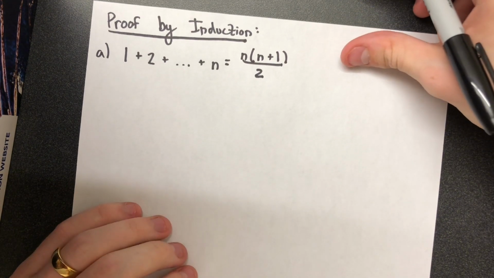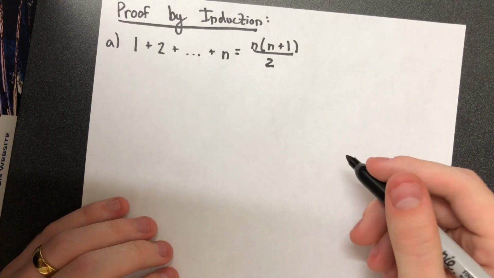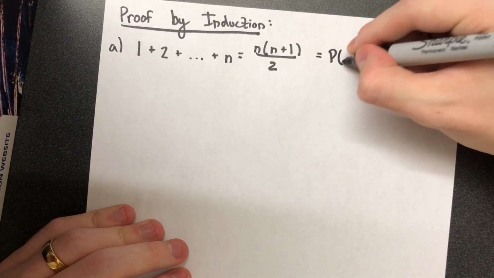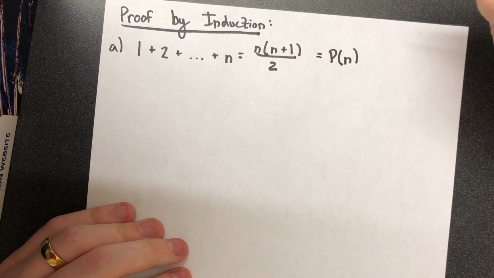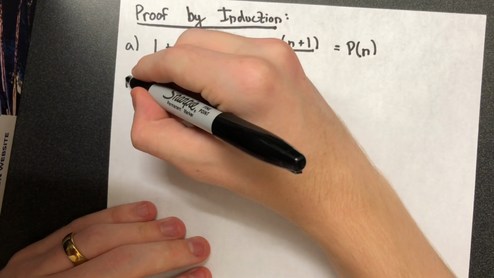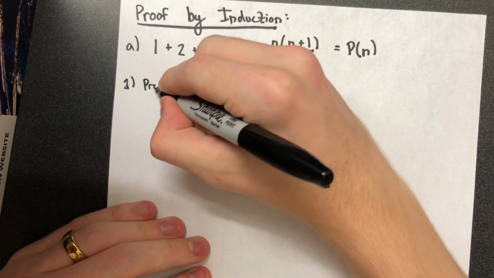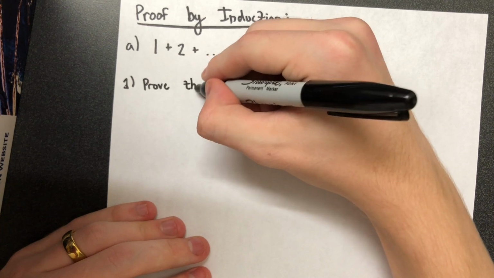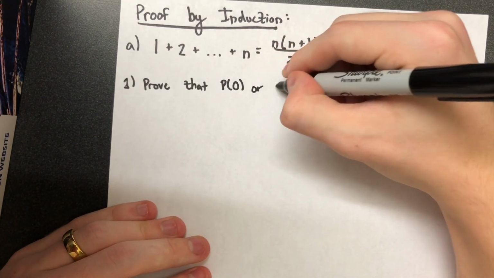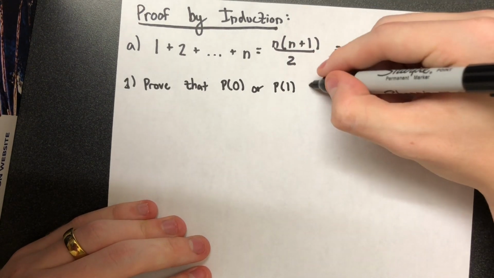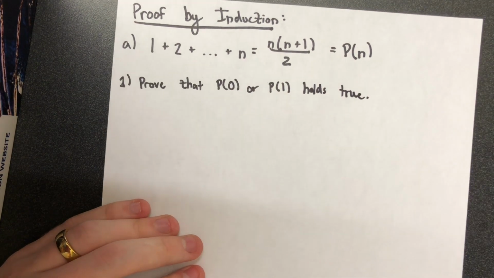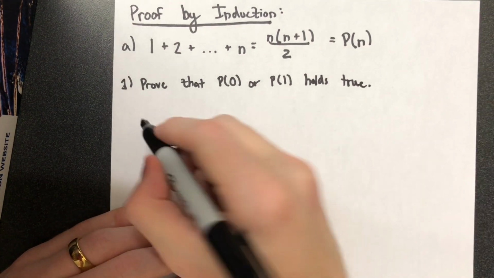Well, let's get started. The first thing you want to do is assume that this is a problem denoted as P of n. And from here, we will need to do a couple things. Step 1, prove that P of 0 or P of 1 holds true. So this is our base case.